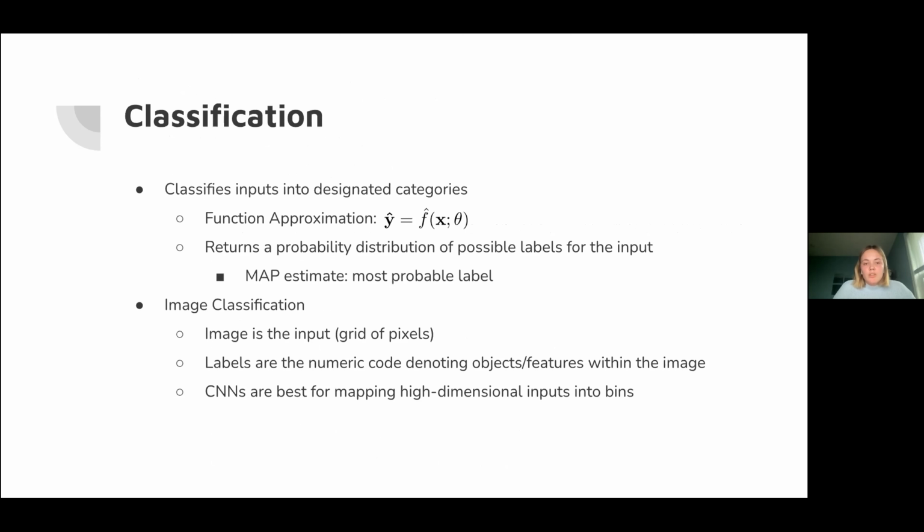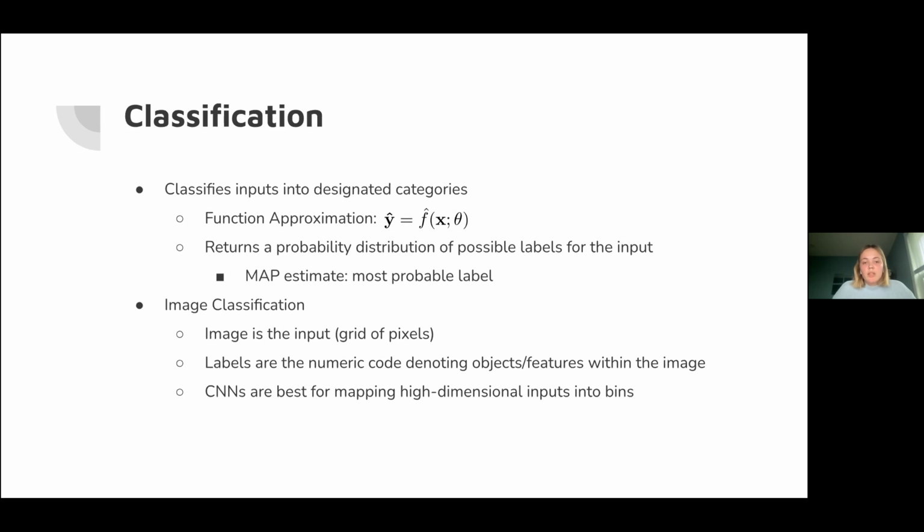So classification is a type of machine learning problem where the goal is to classify inputs into specific categories. This brings us back to our discussion on function approximation, where we are attempting to estimate a function using a labeled training set, thereby creating y hat equals f hat of x, which takes theta as a parameter. With this approximated function, we make predictions about the labels of new input data.